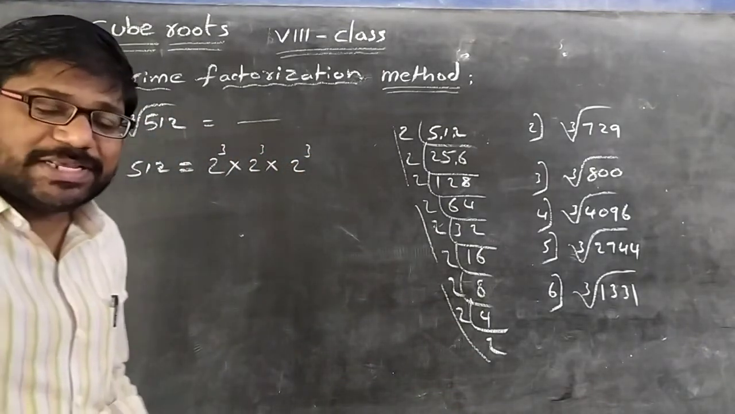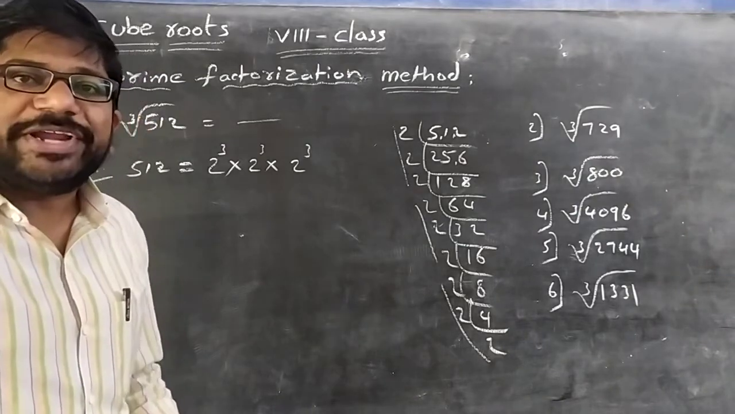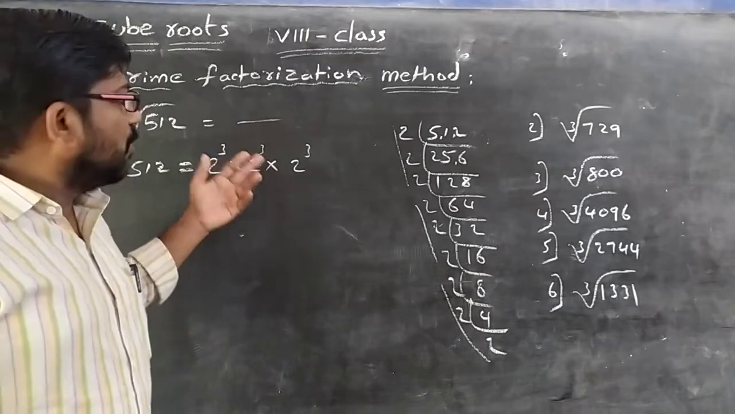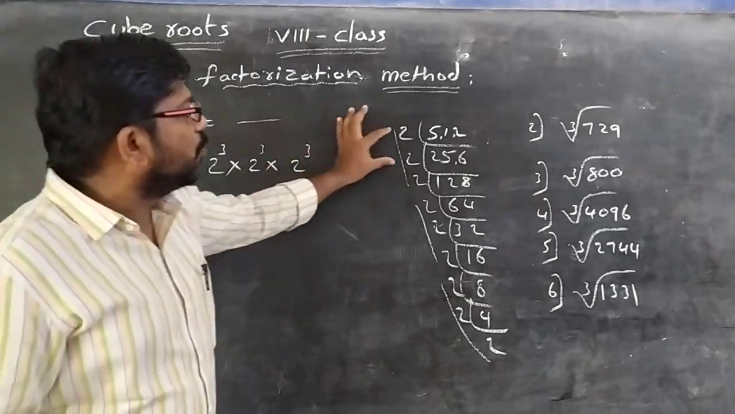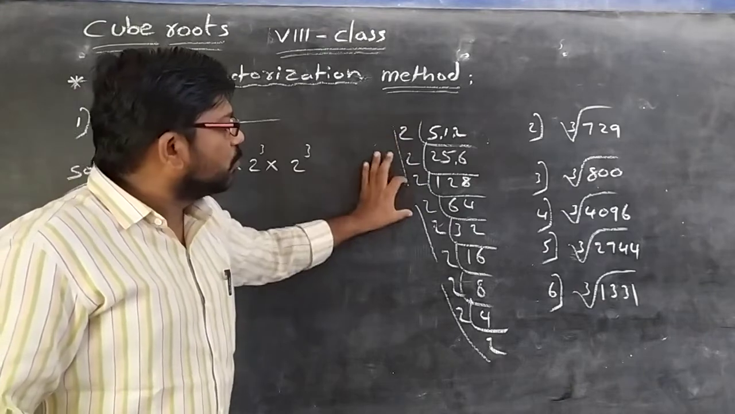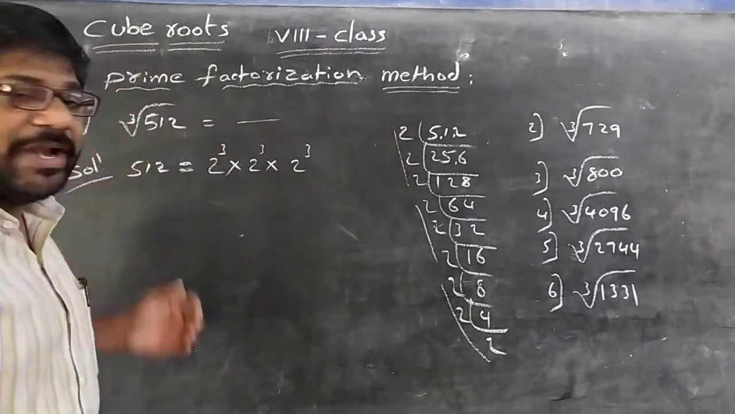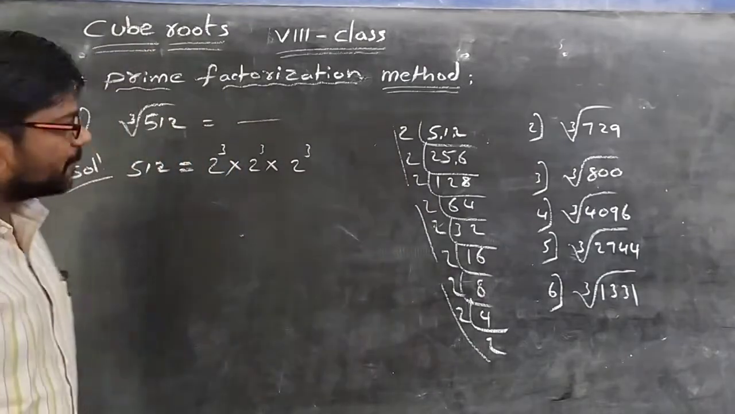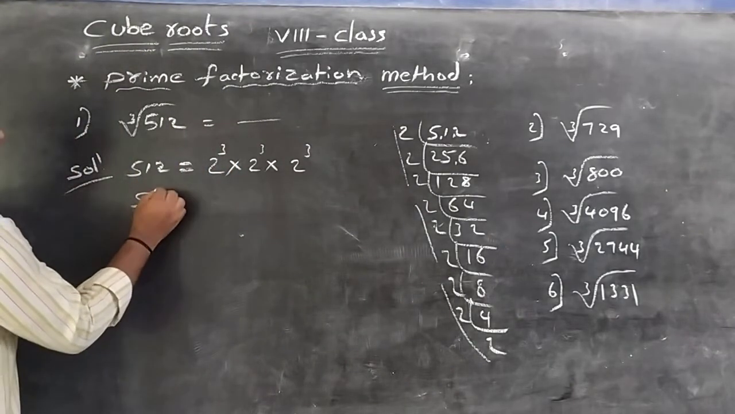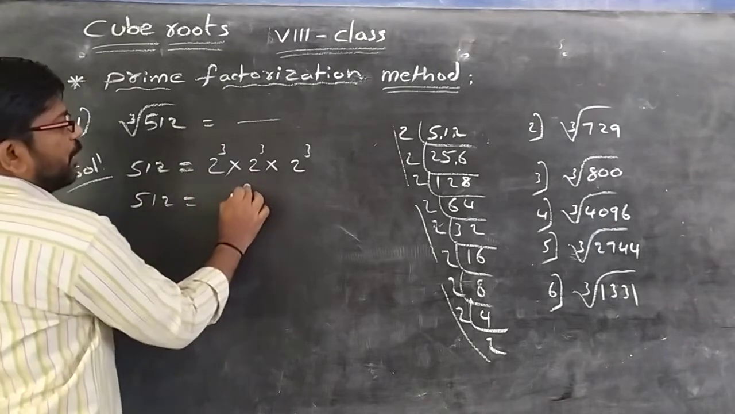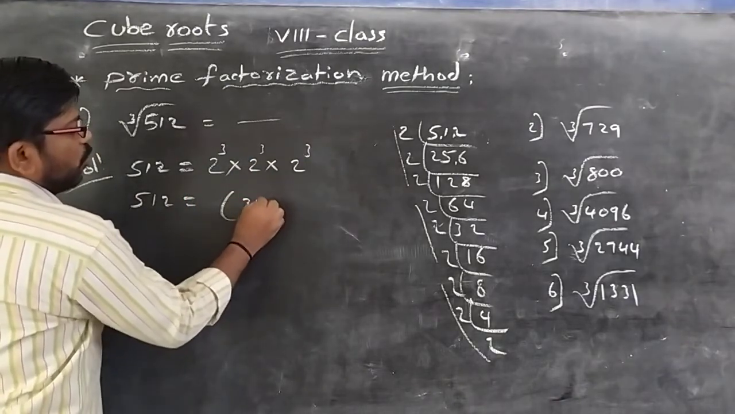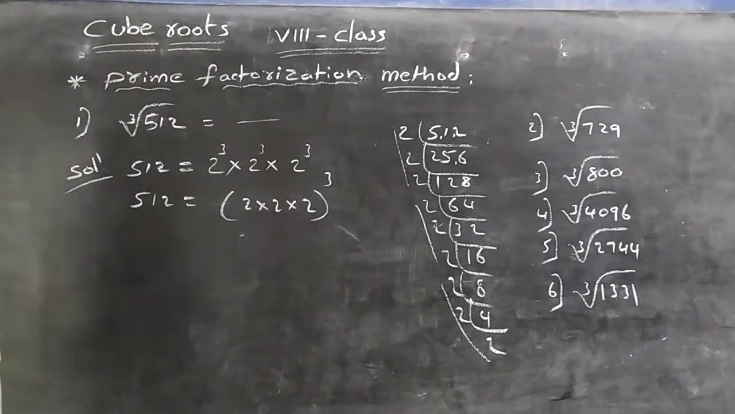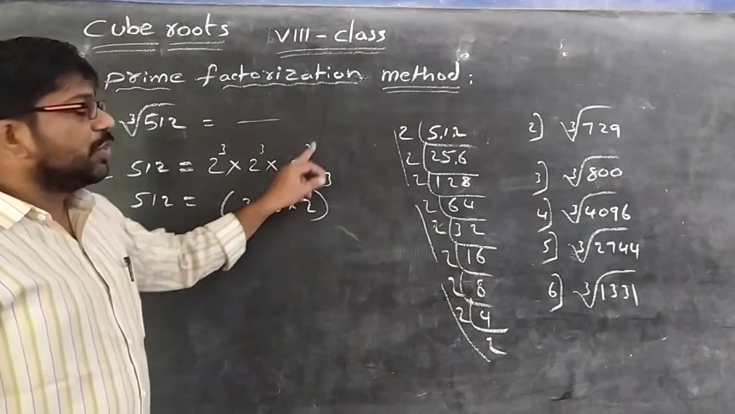So this is the first step. First we have to write the given number as the product of primes like this. If the square root is asked, we group 2 numbers: 2 square, 2 square, 2 square. But for finding cube roots, we group 3 numbers. Now 512 can be written as 2 cube into 2 cube into 2 cube, which can be written as 2 into 2 into 2 whole cube. We write it in whole cube form.